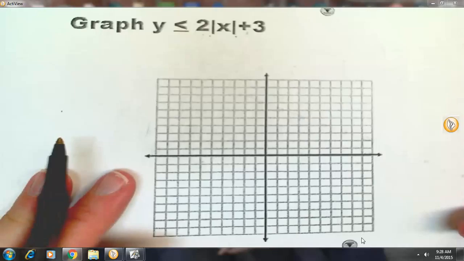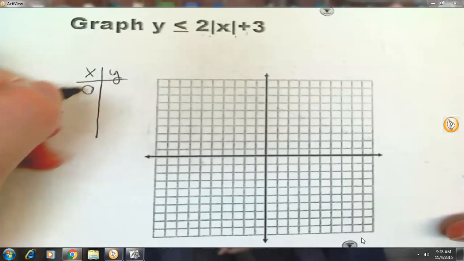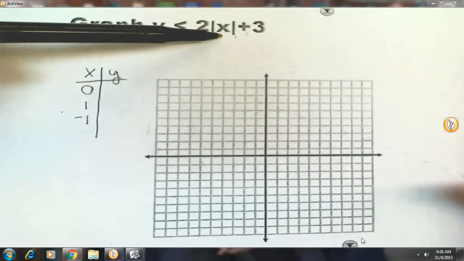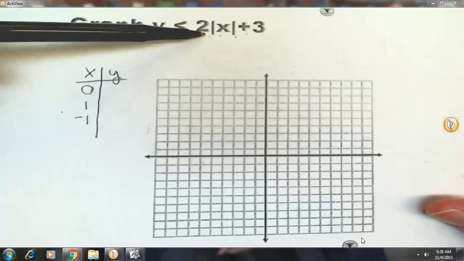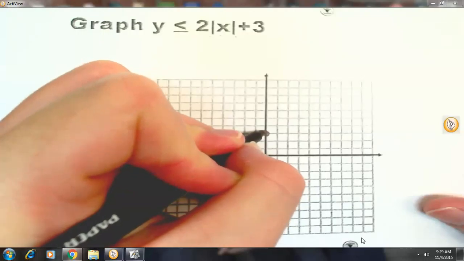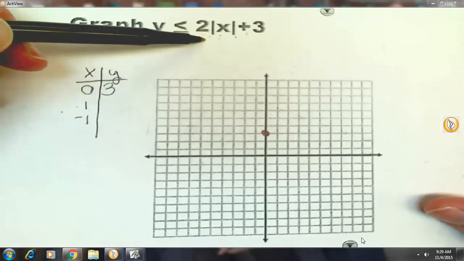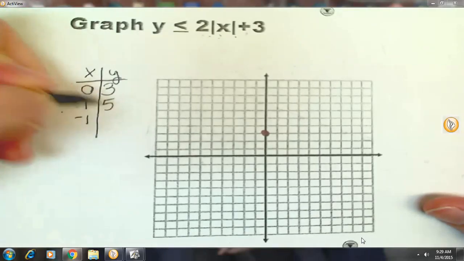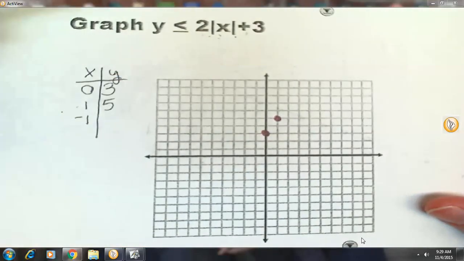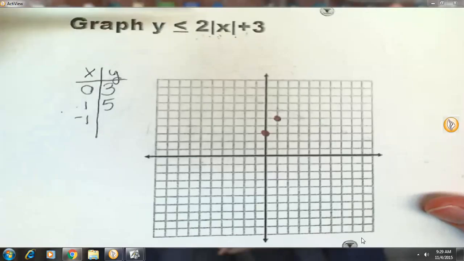I want to go ahead and do a t-chart. We're not going to use transformations, although you could. Let's start with 0, 1, and negative 1. The absolute value of 0 is 0. 0 times 2 is 0. Plus 3. Put 1 in. The absolute value of 1 is 1 times 2 plus 3. Put negative 1 in. The absolute value of negative 1 is 1. 1 times 2 is 2, plus 3 is?